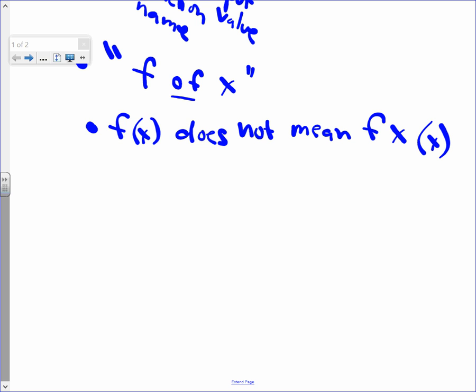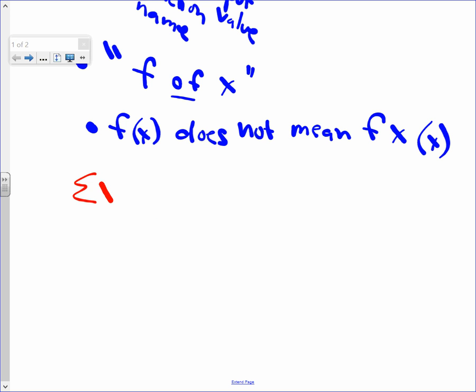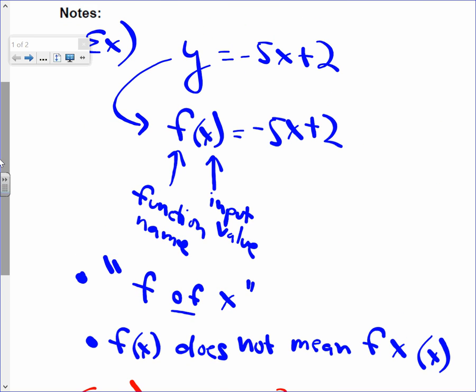For instance, example 2. Y equals x squared minus 4. Gotta write that down. Let's change that to function notation. I'm going to replace y, and I'm going to replace it with function symbolism. But instead of f of x, I'm going to use a different letter.